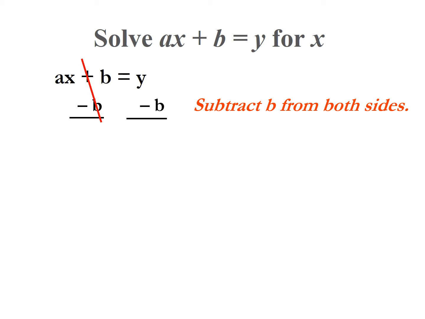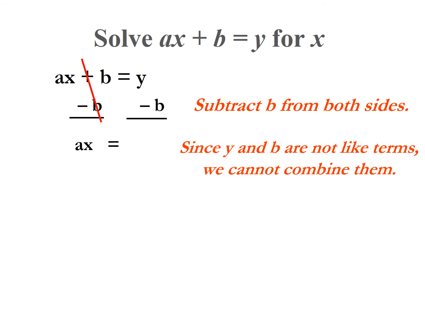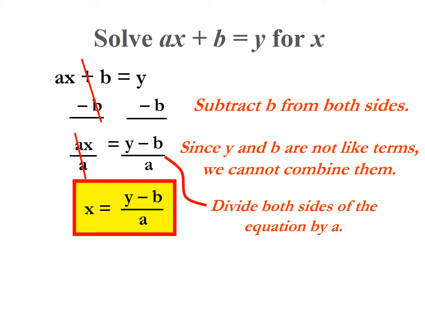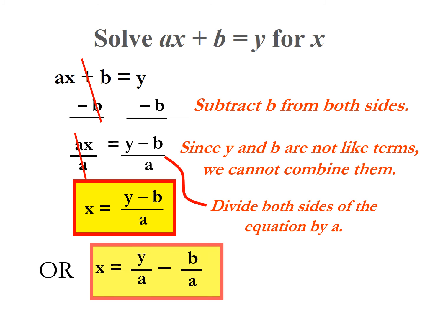So since we canceled out the b's, we have ax equals y minus b, because y and b can't be combined. Remember that. Y minus b is not yb. It's y minus b. And the last step is to divide both sides by a, simply because we're multiplying x times a, so we have to go ahead and do that. So the a's cancel on the left, and here we have our answer, y minus b divided by a. On a multiple choice test, there is a chance you might see it like this.